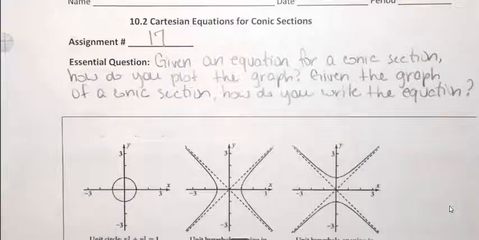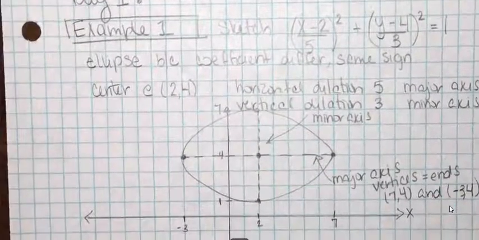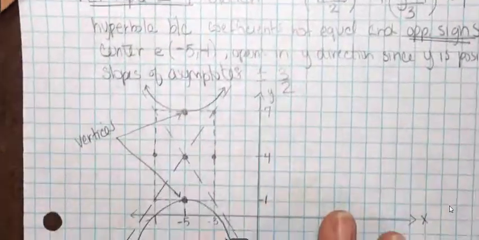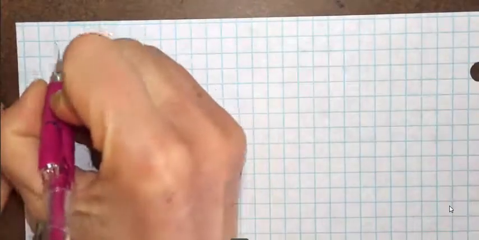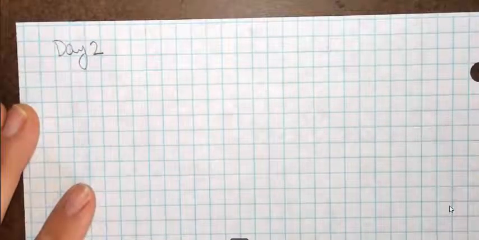We're going to continue 10.2 talking about Cartesian equations for conic sections. So on day 1 we did 2 examples. Example 1 of an ellipse, example 2 of a hyperbola. And today we'll do a few more examples. So on my notes I'm just going to write that this is day 2. And I'm going to do 3 examples with you today.